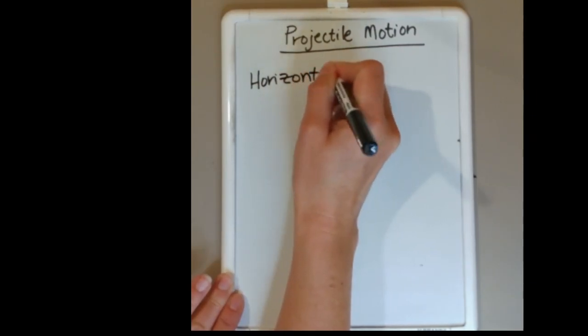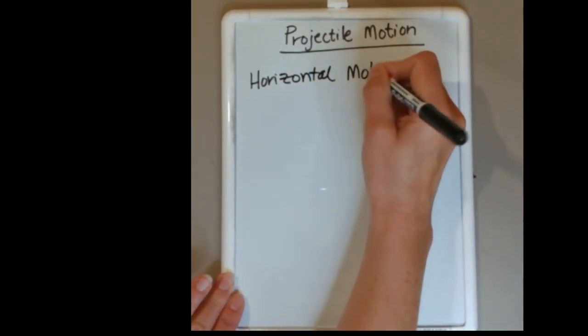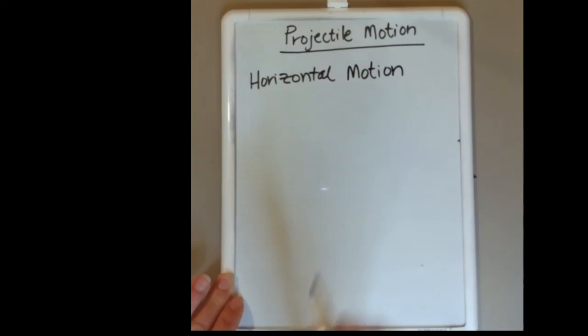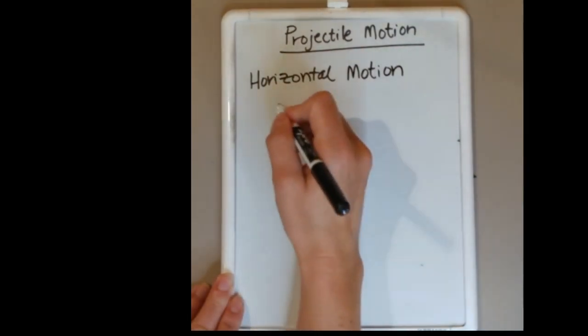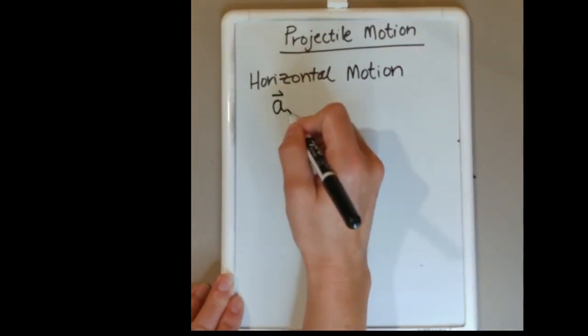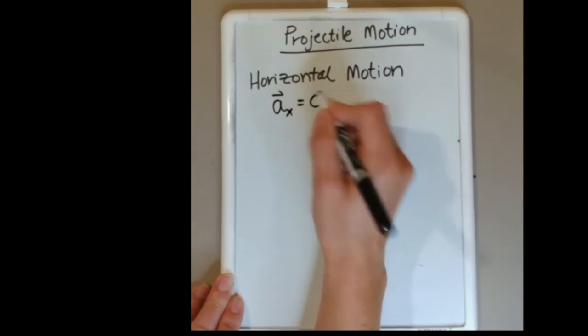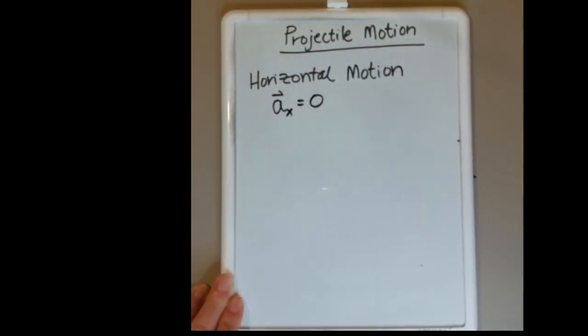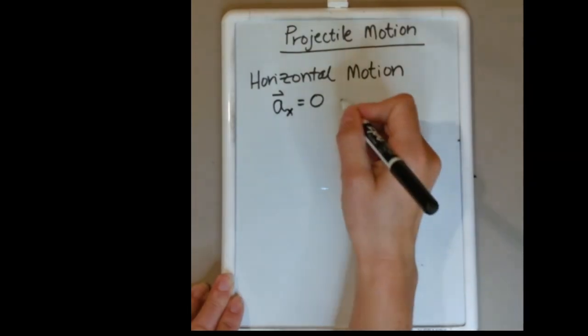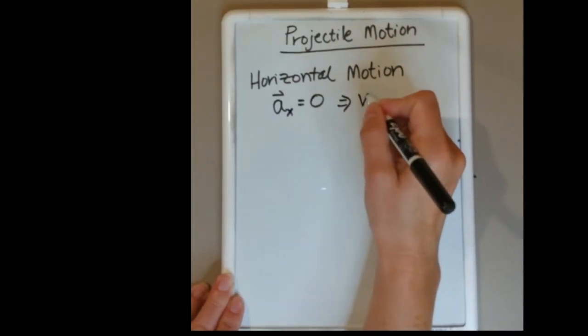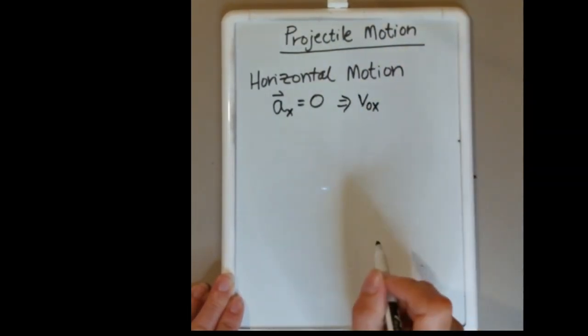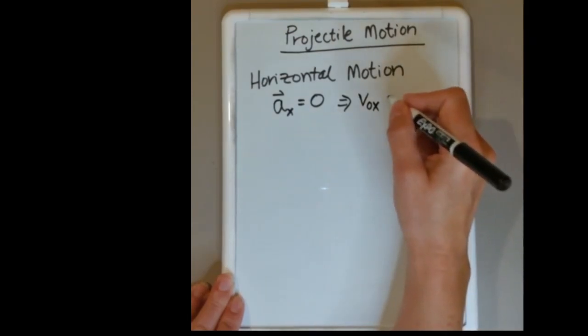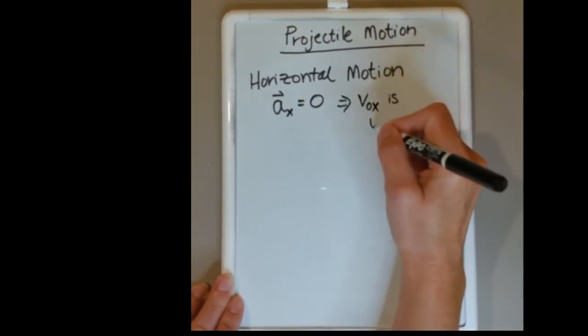So horizontal motion would just be our x component. In this case, this means that our acceleration in the x direction is 0, because, like I said, we have no acceleration in the x direction. So what this means is that our x component, v naught x, is unchanged.